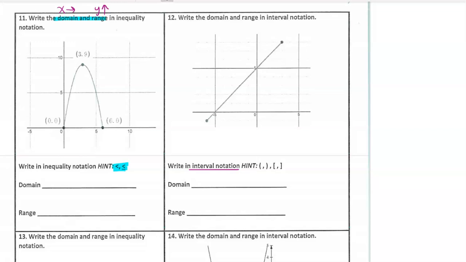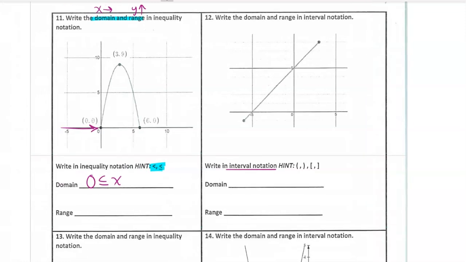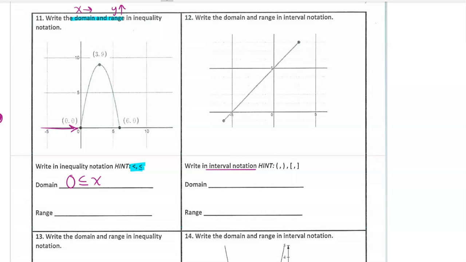We're using inequality notation. So for the domain, we have the x in the middle. Our lowest point we said was 0, and it is a closed circle. When it is a closed circle, we use less than or equal to. And when it is an open circle, we use less than. Okay. So it starts at 0, it ends at 6. So we use less than or equal to. The holes or circles are closed, they're colored in.